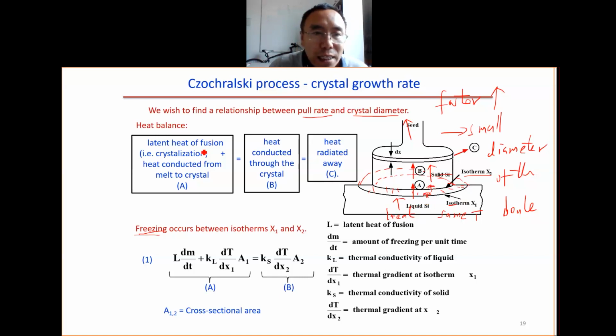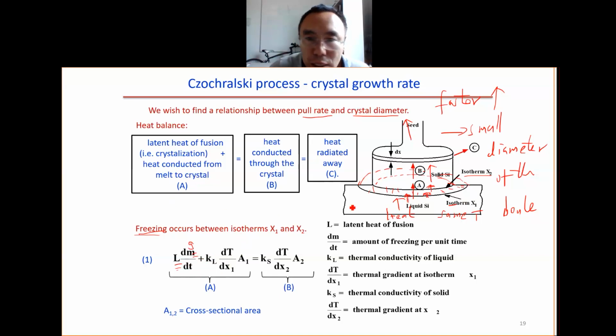So we have the latent heat of fusion. When the silicon gets crystallized, it has a large latent heat. This term is called latent heat of fusion, dm over dt. M is the mass, how many grams, and t is time. So this is the latent heat. This is the heat connected from the melt to the crystal.